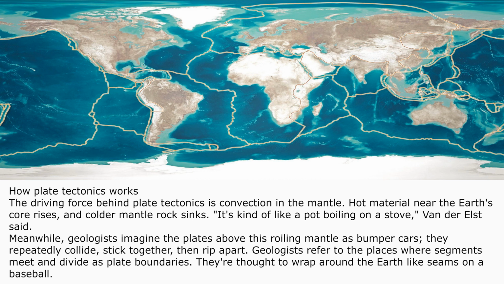And meanwhile, geologists imagine the plates above this rolling mantle as bumper cars. They repeatedly collide, stick together, then rip apart. Geologists refer to the places where segments meet and divide as plate boundaries. They are thought to wrap around the earth like seams on a baseball.